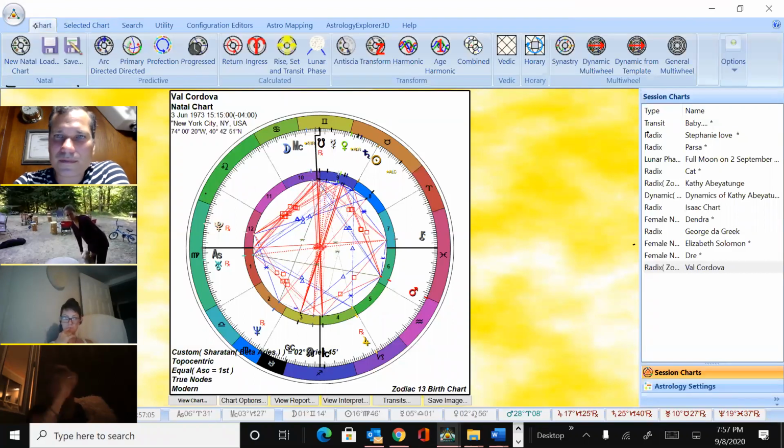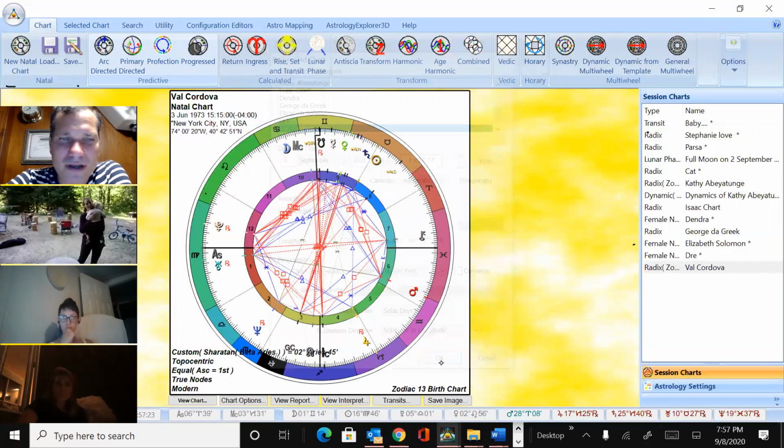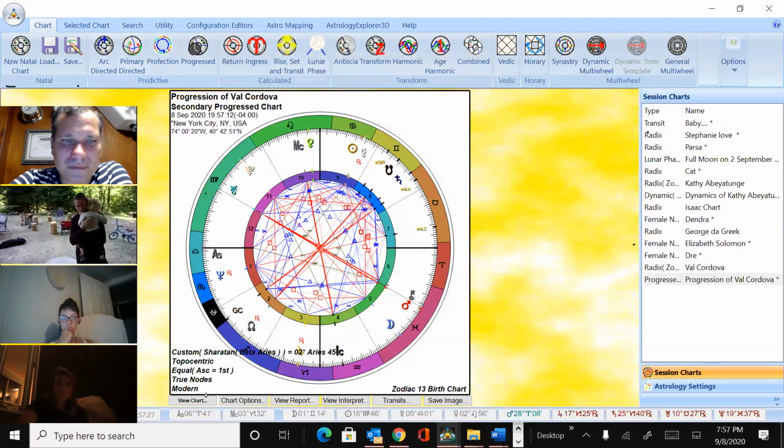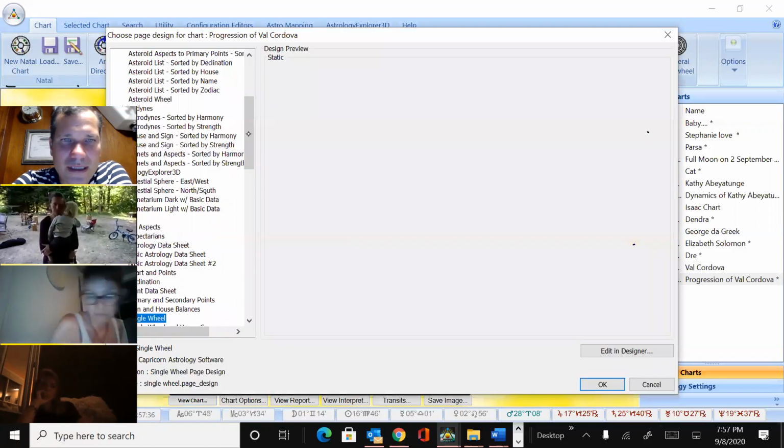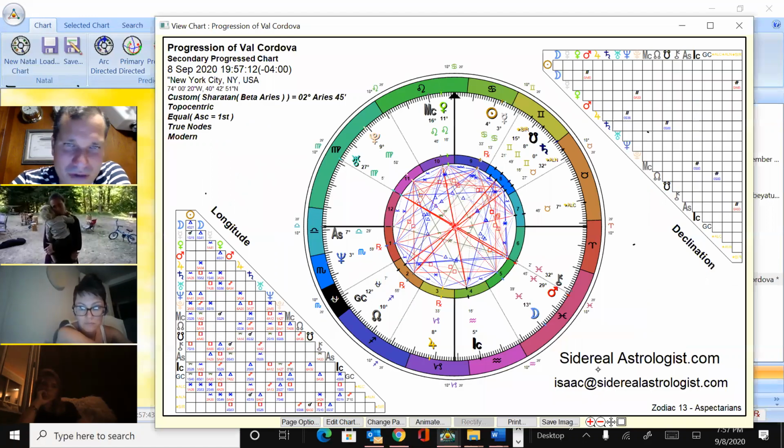So, you can also do progressions by doing one of two things. I never really do it this way, but you can, right? You can just hit progress up top, and you can do Val's progress chart, and you can hit OK, and that's Val's progress chart right there. And then you can open it up, and you can see, just like a birth chart, what her progress chart is doing. So you can read it as a birth chart. So it's just like where you're at now, you can read it that way.